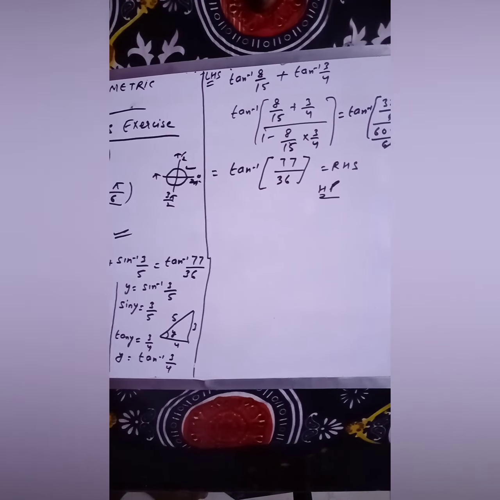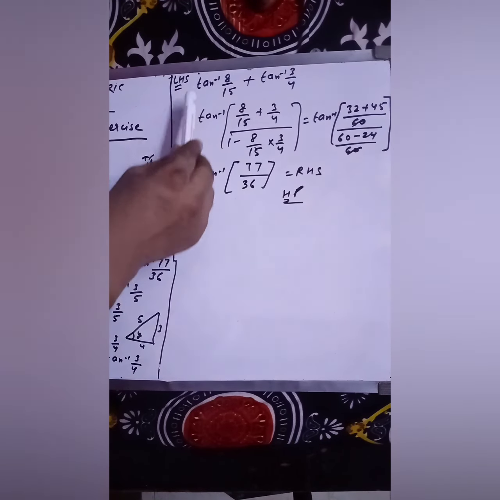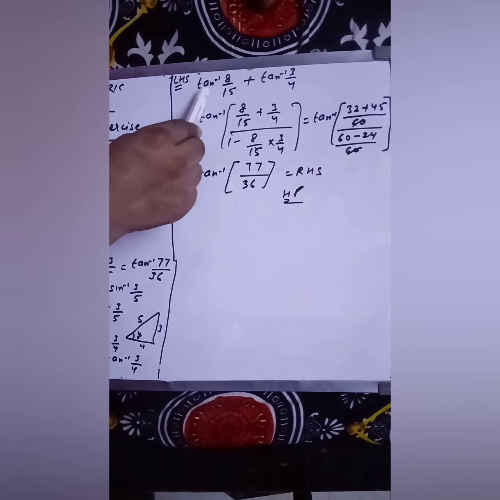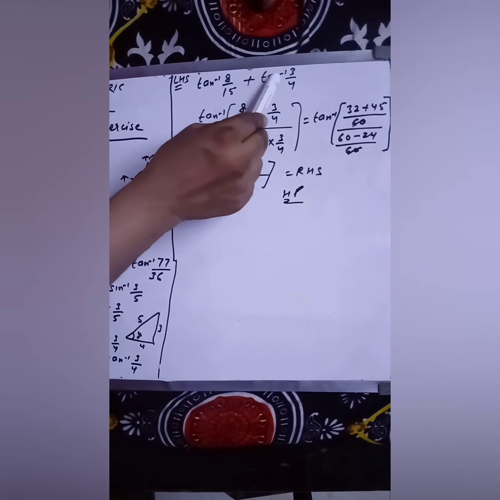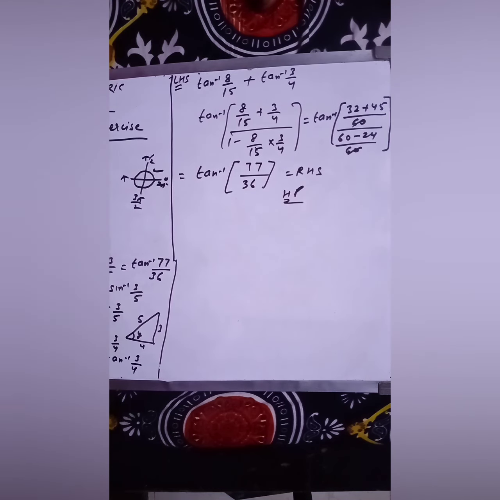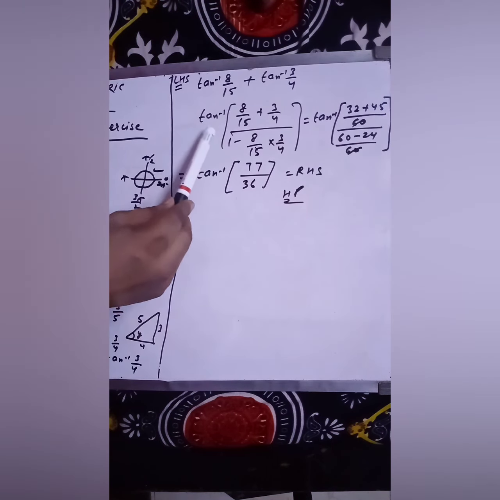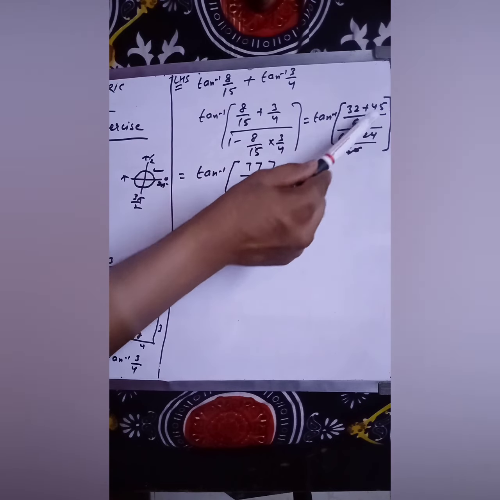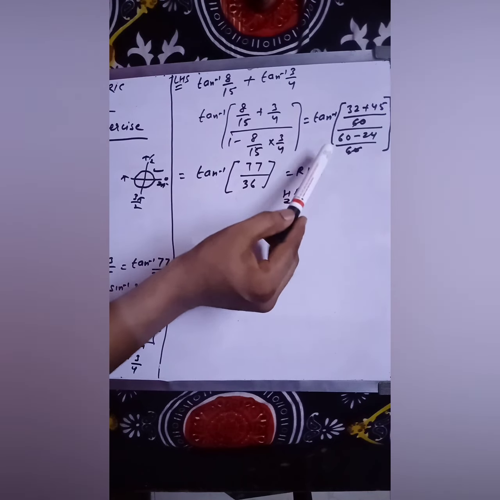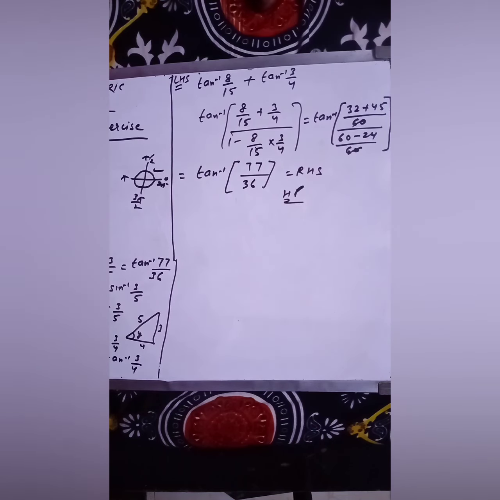Now I'm taking the left hand side, and the value of sine inverse is tan inverse 8 by 15 plus tan inverse 3 by 4. Here you can apply the formula. You have a formula for this, so I am applying the formula. You have to take the LCM and simplify it. After simplification you will get this answer. This is your question number 4. Got it?